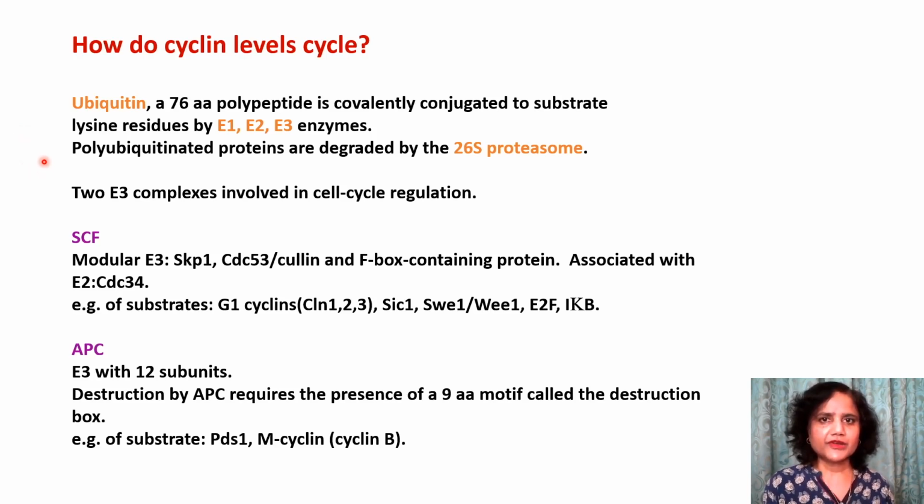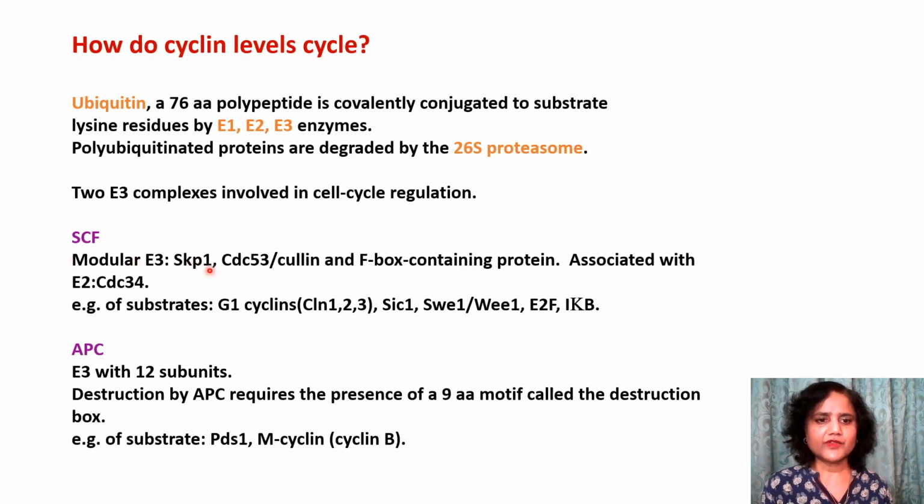The polyubiquitinated proteins are degraded in the cell by the 26S proteasome. There are two E3 ligase complexes which are involved in cell cycle regulation. Although there are many different E3 ligases in cells, these are the two particular ones that impact cell cycle progression. One of them is referred to as SCF. This is a modular E3.